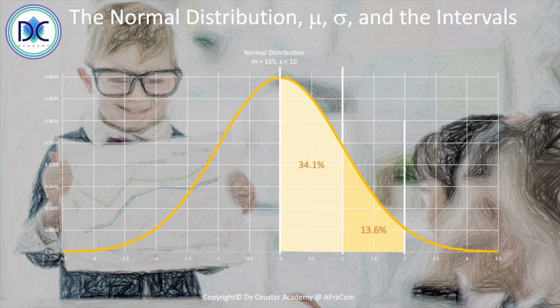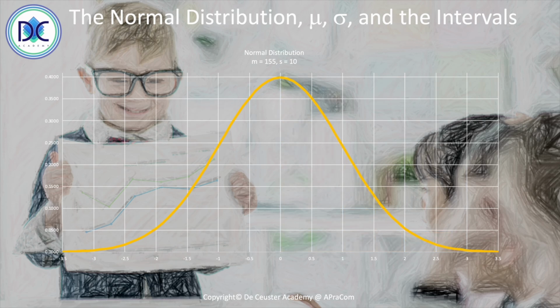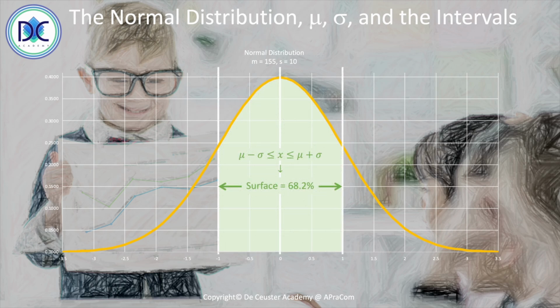The same thing for this distribution. For all normal distributions, the surface between one standard deviation and two standard deviations is 13.6%. And finally, between 2 and 3 standard deviations, we see that this is 2.1%. And when we look at the normal distribution, we also can define the confidence intervals.